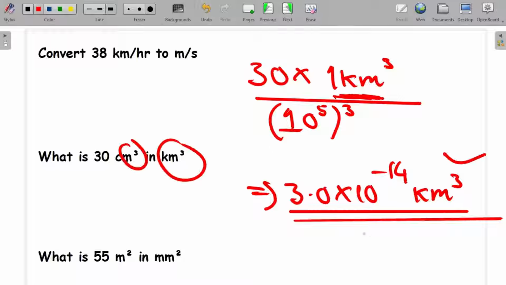And you're just going to get this same concept and apply it to this particular question. The only difference is that here we're using a cubic, here we're using a square. So instead of raising our conversion factor to a power 3, in this case, we're going to raise it to a power 2. I hope that has helped.